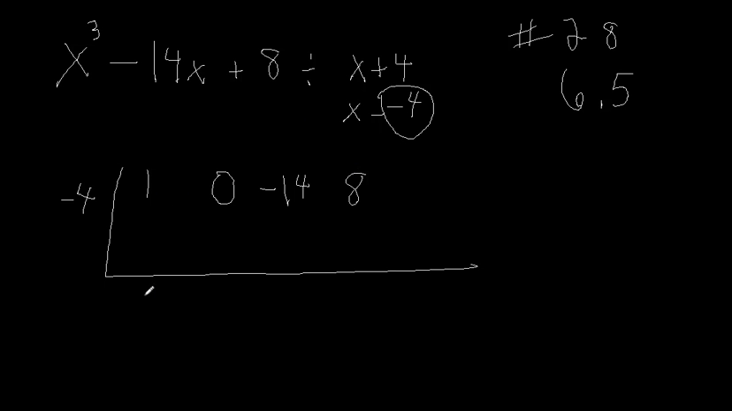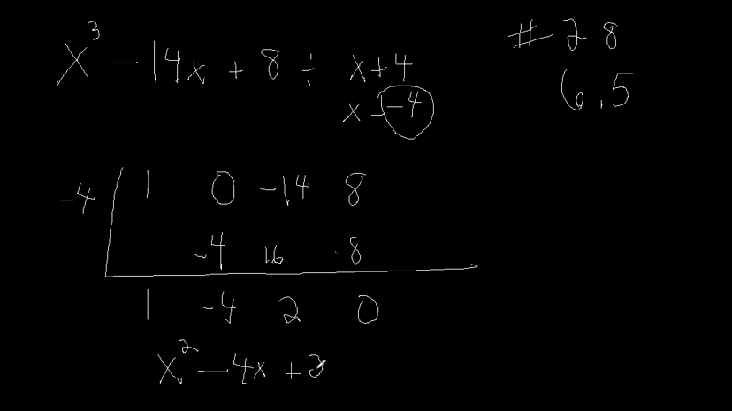Let's do the math. Multiply, bring that down. Multiply, that's negative 4. Add. Multiply, that's 16. Add, that's 2. Multiply, that's negative 8. Add, you get 0. Excellent. You have a remainder of 0. Your solution when you divide here is going to be 1 degree less than your original. So you're going to have x squared, technically 1x squared, minus 4x plus 2. And that's your solution.